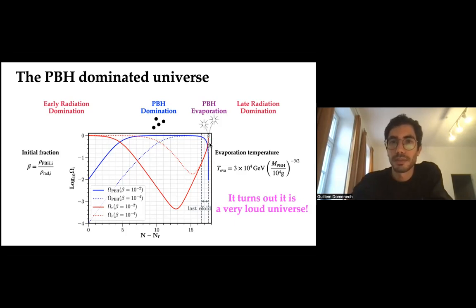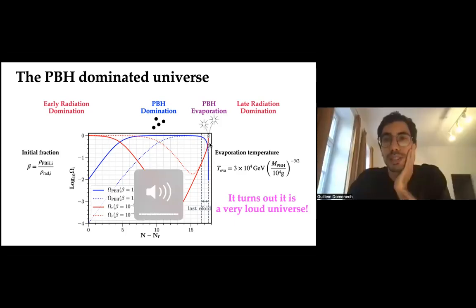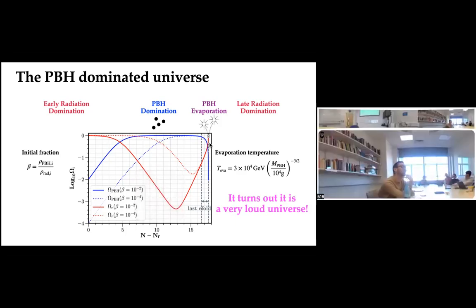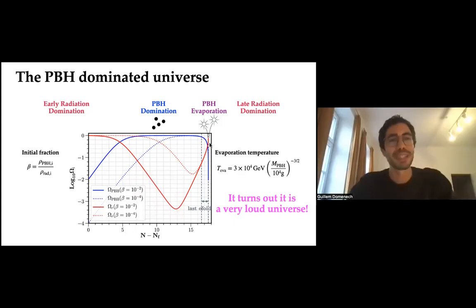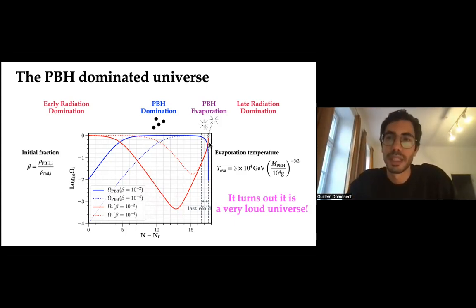Why would you assume that they all have the same mass? Yes, why? Because if not, it gets very complicated. Fair enough. We can talk later about what happens if you want. So this is a crucial assumption, and I can tell you later what happens.